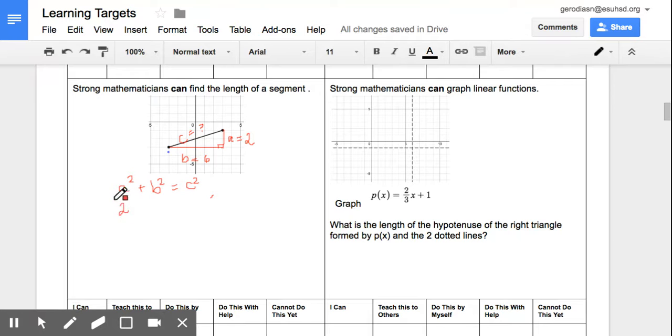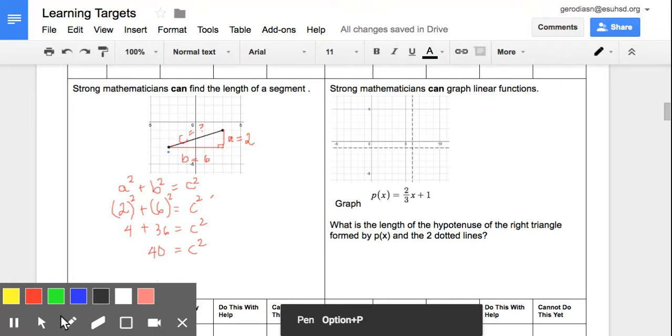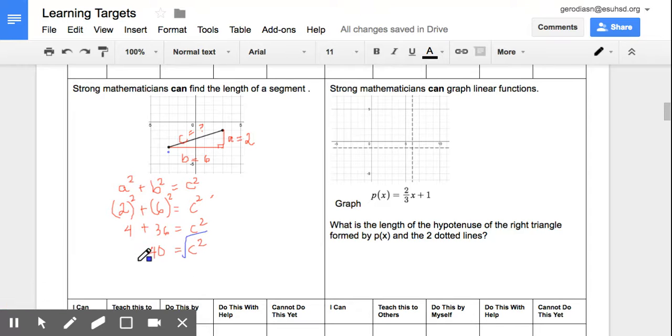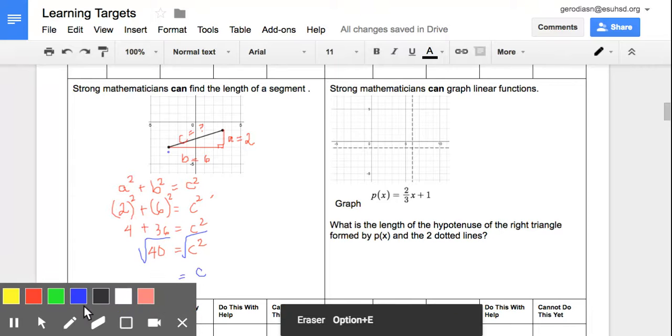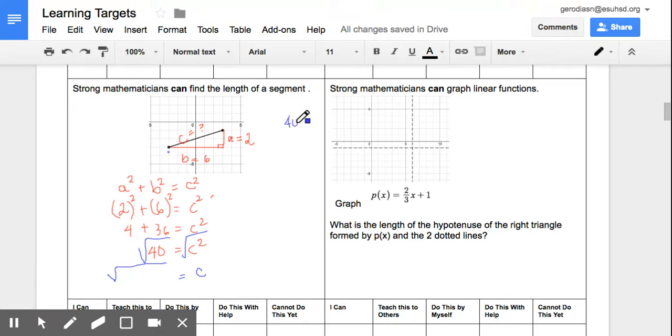So since our A is 2, this becomes 2 squared plus 6 squared equals C squared. 2 squared is 4 plus 6 squared is 36. It's equal to C squared. We add, we get 40 is equal to C squared. Then we square root both sides. And we're going to get C equals square root of, okay, and we have to break down 40.